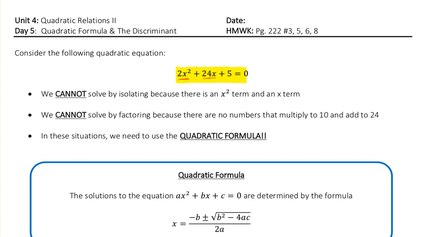We can't factor in this instance because there's no two numbers that multiply to 10 and add to 24 if you were to set up your t-chart on the side, because a times c, 2 times 5, is 10, and b is 24. No two values will multiply to 10 and add to 24. In these situations, when it's not possible, you need to use the quadratic formula.